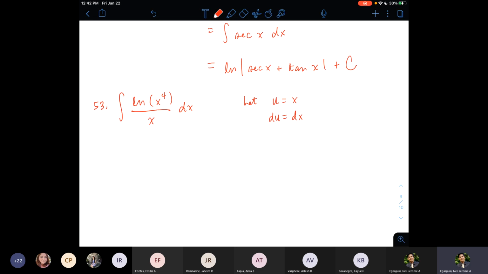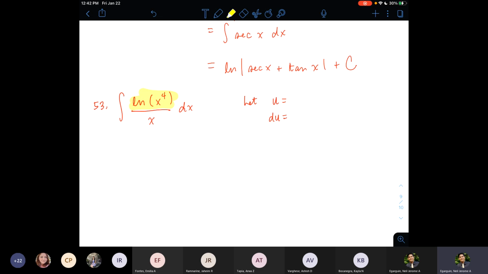There seems to be no point of doing this because you will have what? After doing this substitution, you will have ln of u to the fourth all over u du, which is exactly the same thing that you started with, except that all the variables x were replaced by the new variable u. So choosing the one from the denominator as your u won't lead you to anything productive, right? So this is one of those rare occasions. We don't have a choice, so I'll try the numerator.